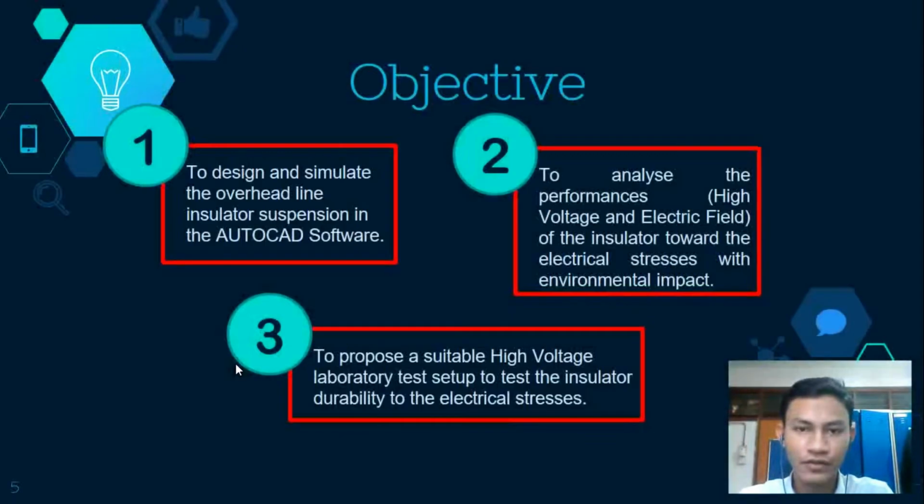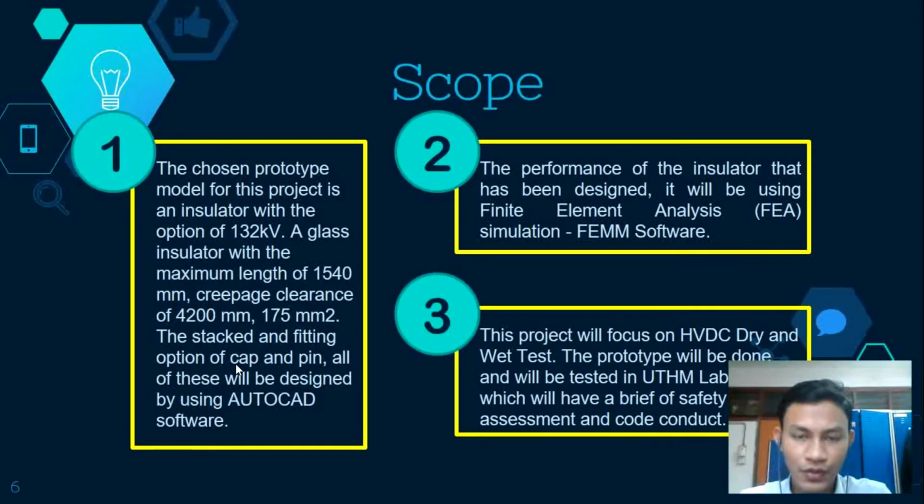I go to the objectives. The first objective is to design and simulate the overhead line transmission insulator in AutoCAD software. Second is to analyze the performance, high voltage and electric field of the insulator under electrical stresses and without environmental impact. The last one is to propose a suitable high voltage laboratory test setup to test the insulator durability under electrical stress.